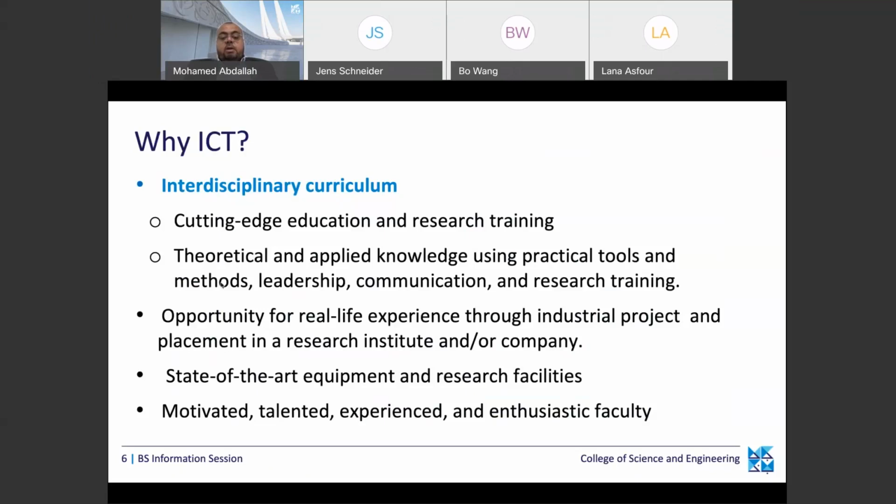So this will allow you to interact with all this, both education and research. We definitely have state-of-the-art equipment and research facilities here at HBQ, something really top-notch all over the world. And definitely this is the most important thing: we have motivated, talented, experienced, and enthusiastic faculty.